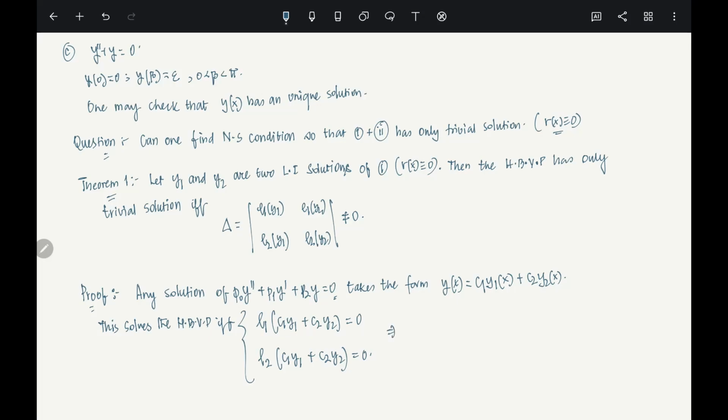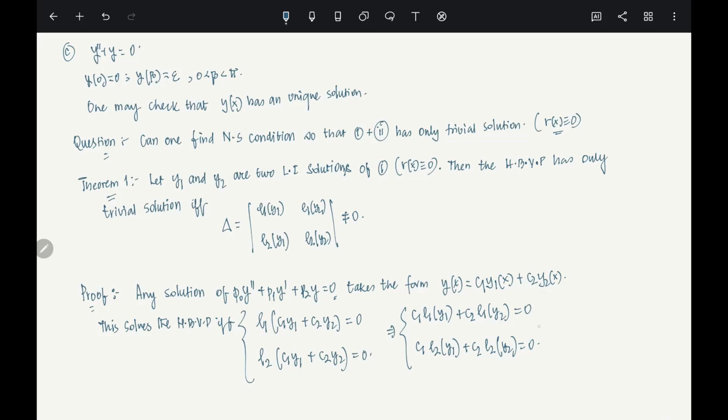Okay, so what does it imply? L1 of c1 y1 plus c2 y2 will look like this: c1 times L1 of y1 plus c2 times L1 of y2. This is 0. L1 is basically a linear function if you think about it, as a function of y, so we can just break it up. And again, you can write it as c1 times L2 of y1 plus c2 times L2 of y2 is 0. Clear? If c1 and c2 are 0, then y is trivial.